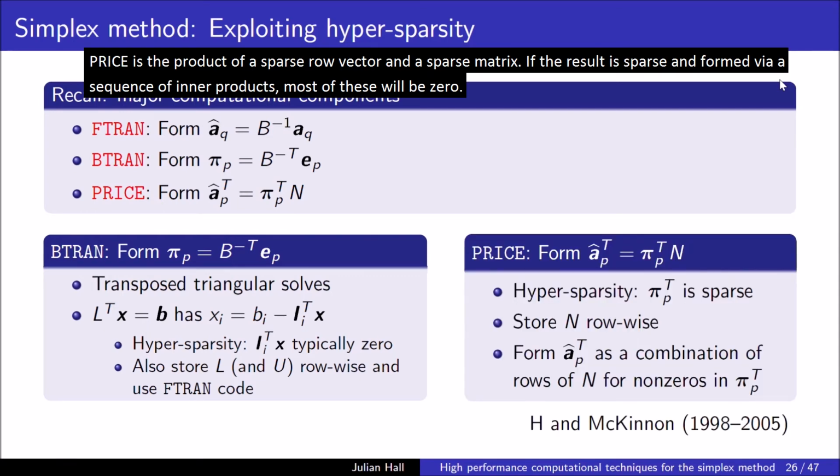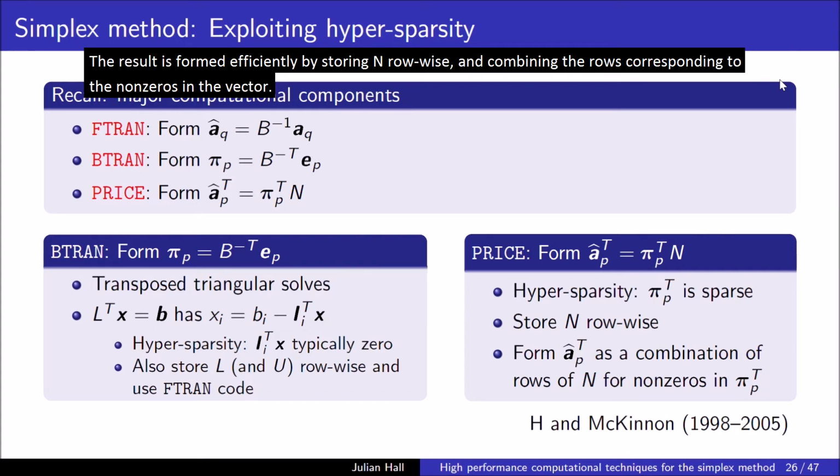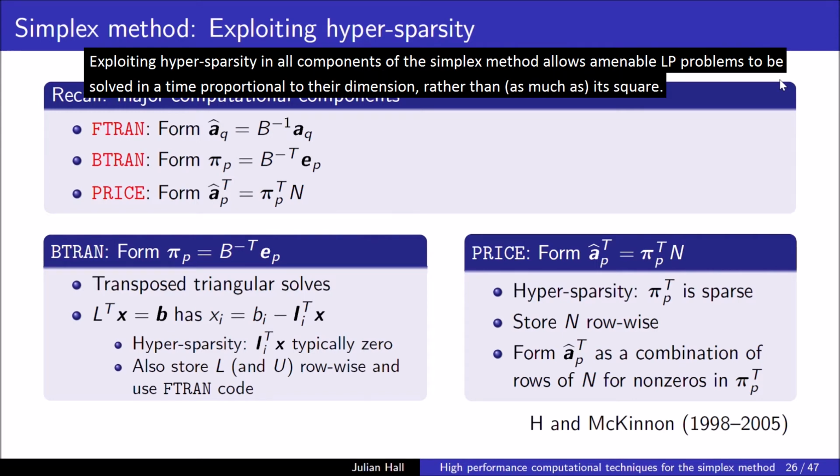Price is the product of a sparse row vector and a sparse matrix. If the result is sparse and formed via a sequence of inner products, most of these will be 0. The result is formed efficiently by storing N row-wise and combining the rows corresponding to the non-zeros in the vector. Exploiting hypersparsity in all components of the simplex method allows amenable LP problems to be solved in a time proportional to their dimension rather than as much as its square.